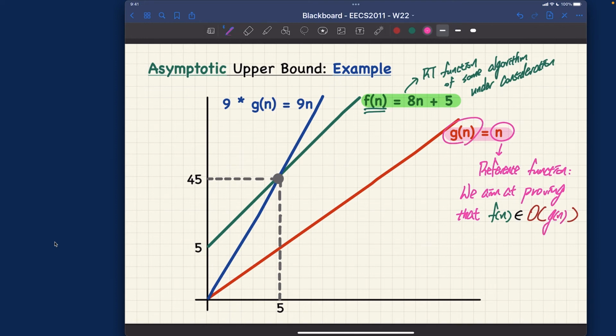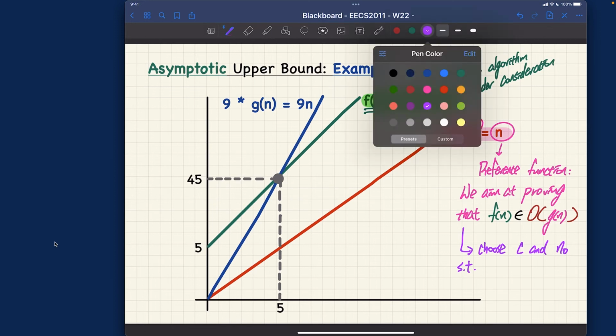And in order to do that, what should we do? Well, we should really choose c and n0 such that, well, remember the formula. Since I've done this many times, I have already memorized it. But for you, you're still learning. That's okay, but try to catch up with me.